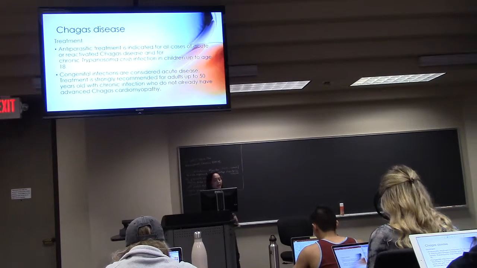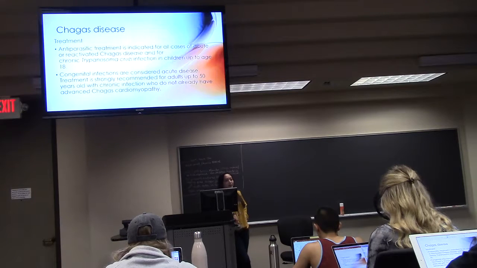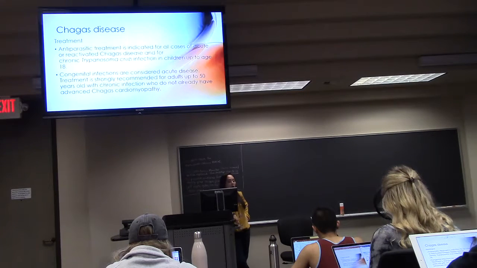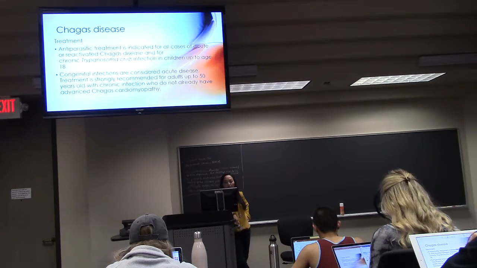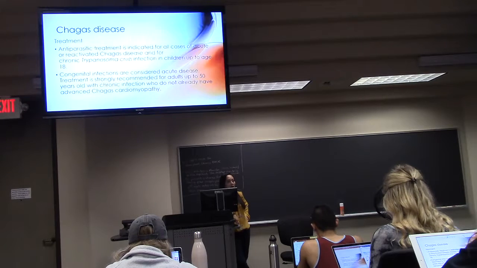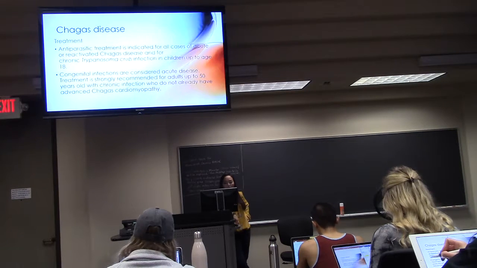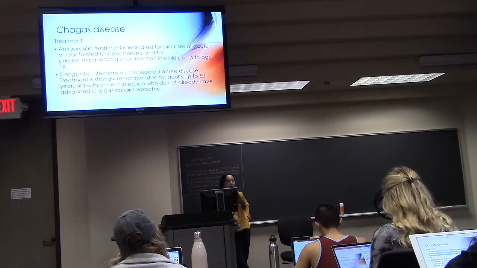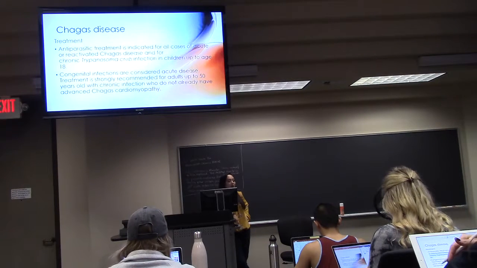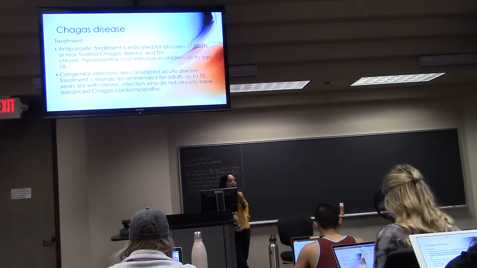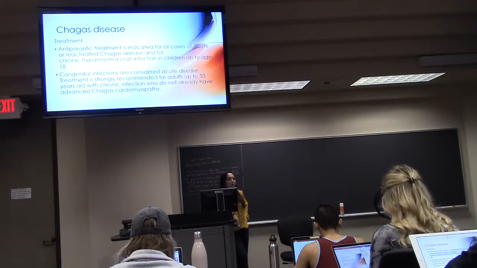Treatment of the disease: antiparasitic treatment is indicated for all cases of acute or reactivated Chagas disease, or someone who has chronic T. cruzi infection in children up to the age of 18. Congenital infections are considered acute disease, so treatment is strongly recommended for adults up to 50 years of age with chronic infection who do not already have advanced Chagas cardiomyopathy. So that's the main complication of chronic Chagas, the cardiomyopathy.